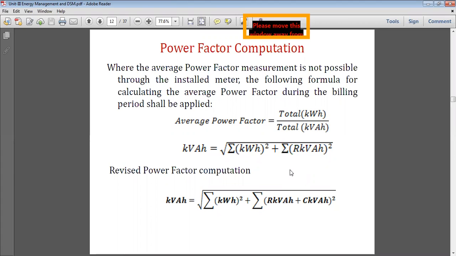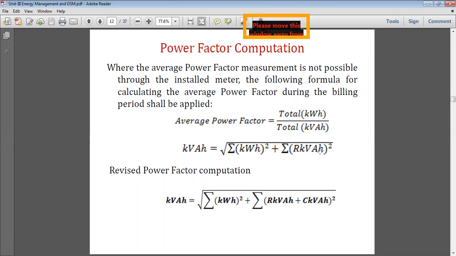So in the new method of calculation, the kWh is as it is, whereas the kVAh is calculated as follows: the first part is as it is, the summation of active energy consumed by the consumer, plus the summation of reactive kVAh and capacitive kVAh, that is, lagging kVAh and leading kVAh, their addition, in brackets squared. So it is quite clear that it now becomes very difficult to maintain the power factor equal to unity.